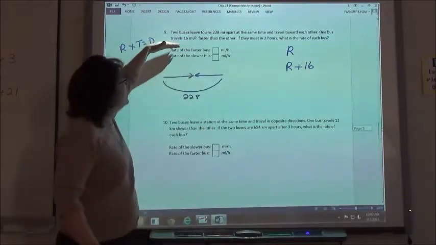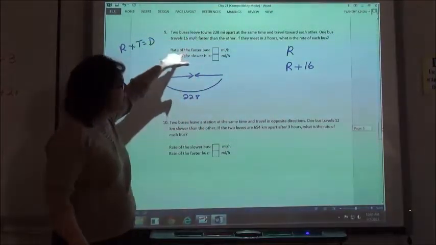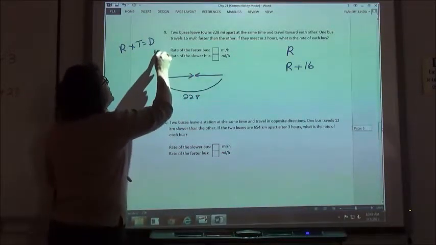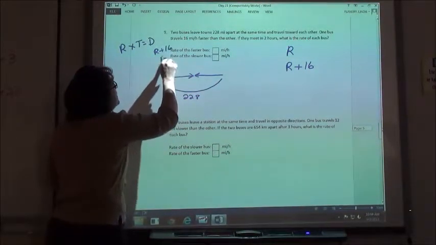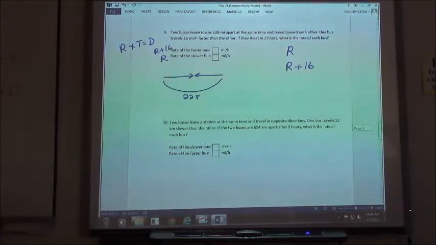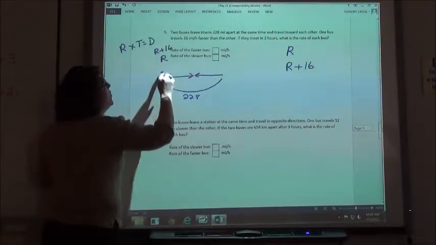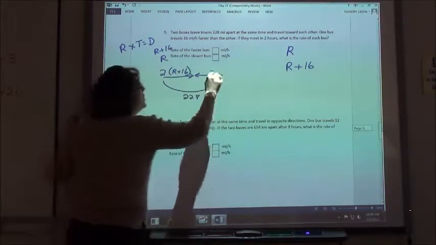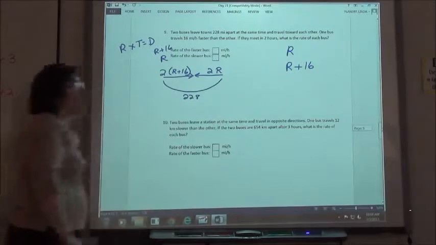Now, we have a faster bus and a slower bus. The faster one is obviously the one with the plus 16, right? So this one's rate is R plus 16, and this one's just the plain R. The time, they both meet in 2 hours. That means one went for 2 hours and the other one went for 2 hours. So this one is going to go for 2 hours at R plus 16, and this one's going to go for 2 hours at the rate of R.